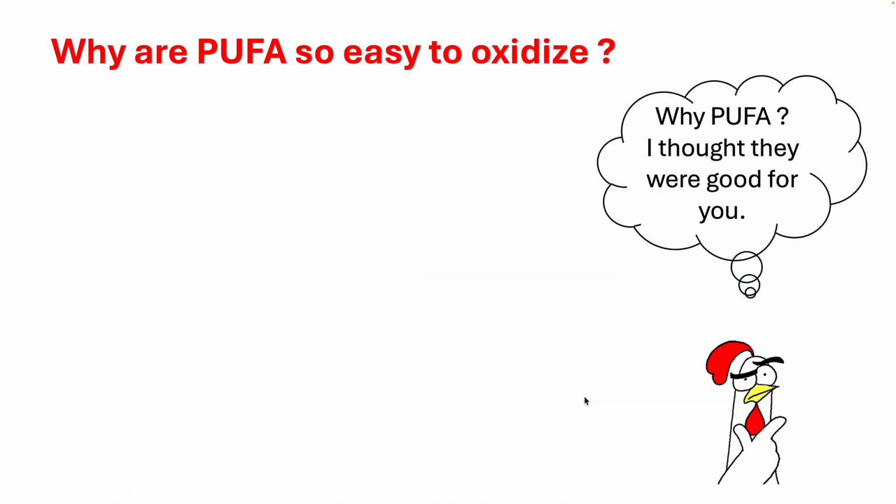So why are PUFA so vulnerable? PUFA are required to maintain fluidity in your cell membrane, and they do so because of their double bonds. Without these double bonds, your cells will not be pliable.